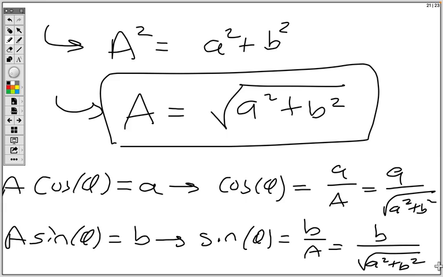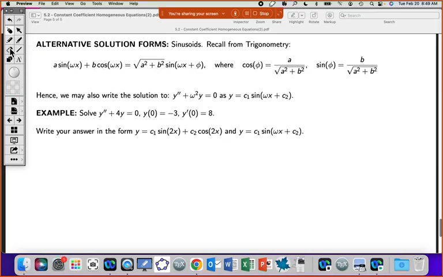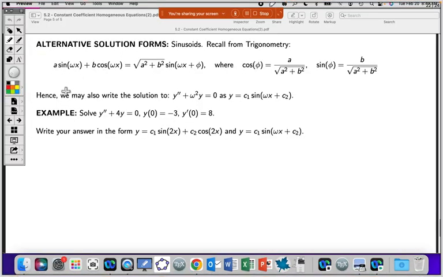They just don't come out of the air. But it tells you how you can rewrite the sum of sine and cosine if they have the same frequency. Write them as a single sine wave. Okay, so that's the key. You need the same omega. You need the same frequency here. And then you can rewrite it as a single sinusoid with the phase.